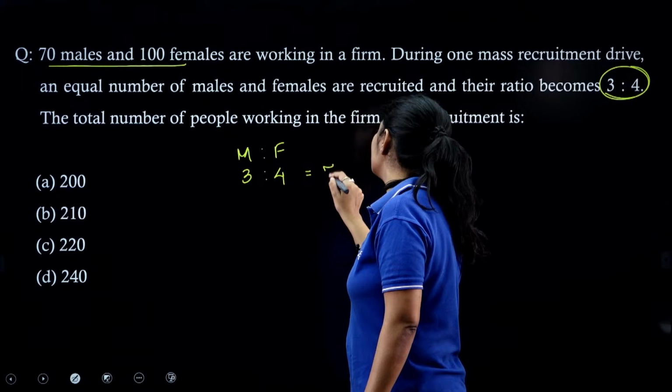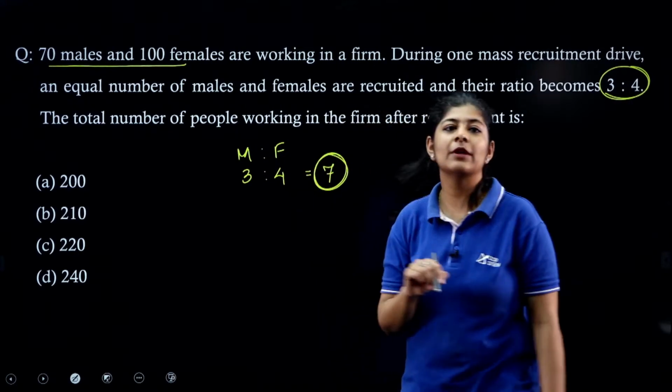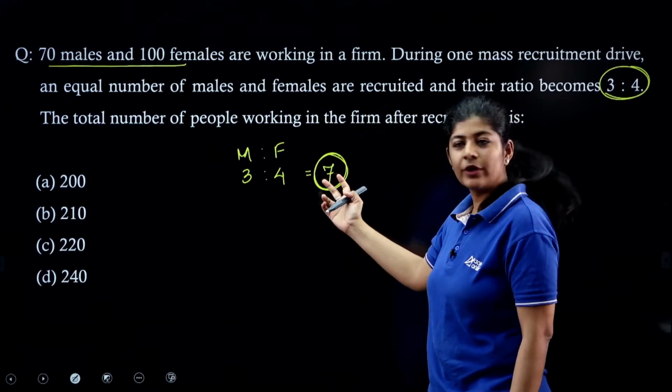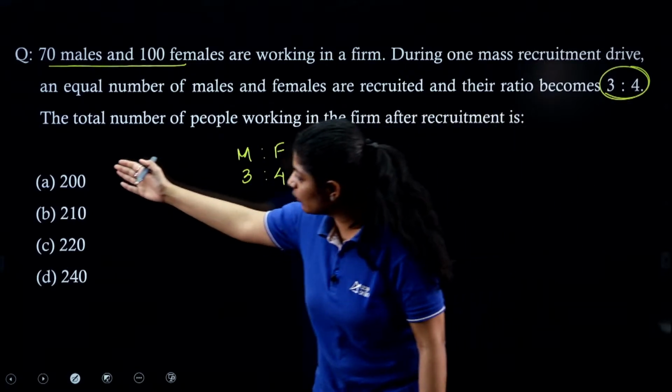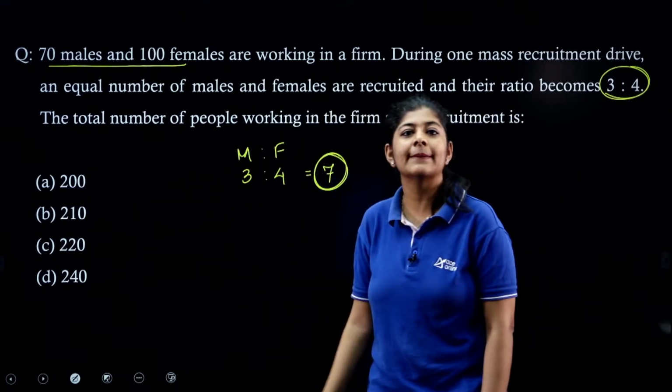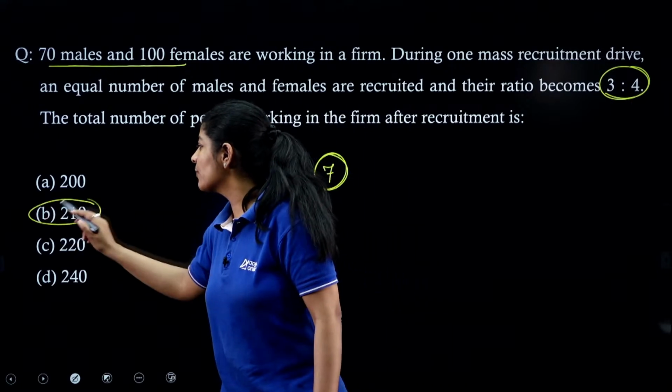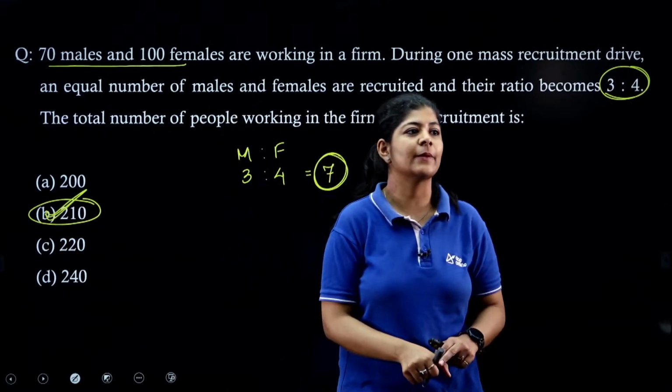That means in total we are having employees in a multiple of 7. This is showing the total number of employees. So just simply go through which option is a multiple of 7. We are only having one option, that means option B is the correct one.